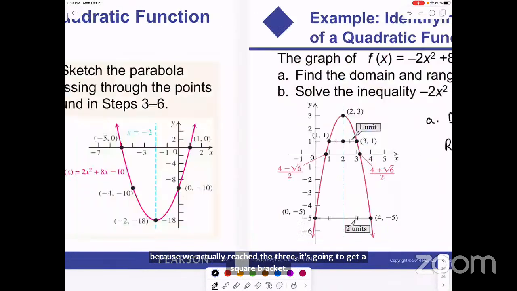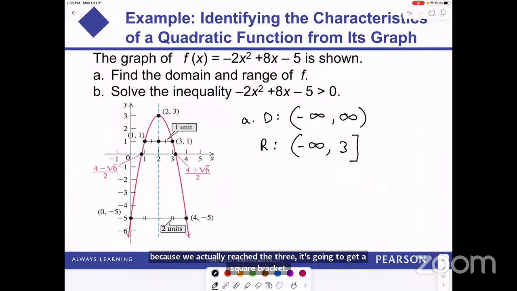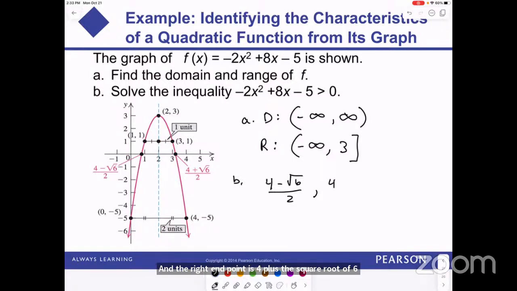And then solve. Okay, so they're basically asking, when is this quadratic positive? Or in other words, when is it above the x-axis? So whenever we are between those x-intercepts. Okay. So the left endpoint is going to be what? 4 minus the square root of 6 over 2. And the right endpoint is 4 plus the square root of 6 over 2. It's positive between these endpoints, not including the endpoints, so we'll use parentheses there.